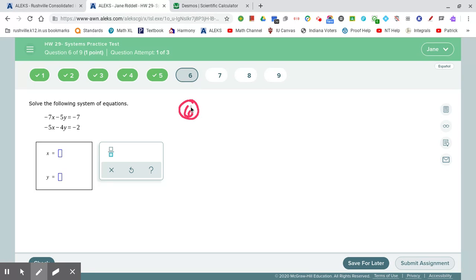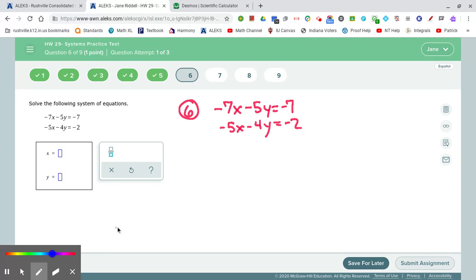All right, so question number 6 on your work page. Please write down question number 6 and write down the system of equations. So you have negative 7x minus 5y is equal to negative 7, and then negative 5x minus 4y is equal to negative 2. You have some choices on this.